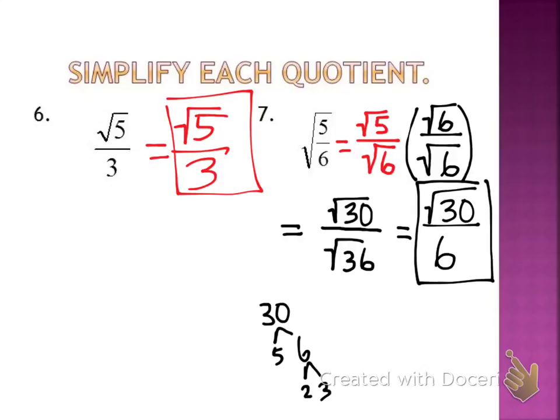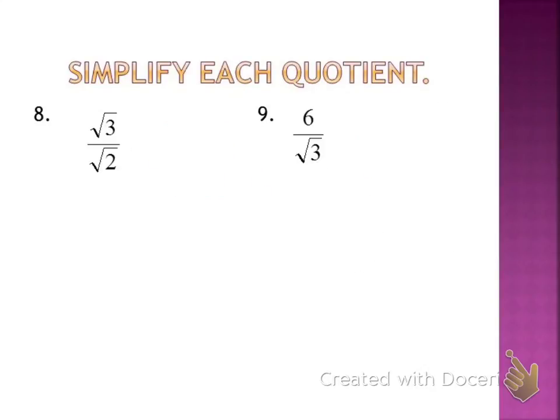Questions on number 7. Again, the trick is to multiply the top and the bottom by whatever is in the square root of your denominator. Questions? All right, here's 2 more, and then I'll let you have some time to work on your homework.